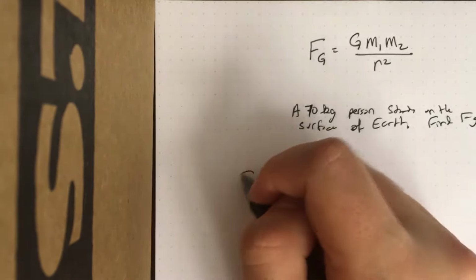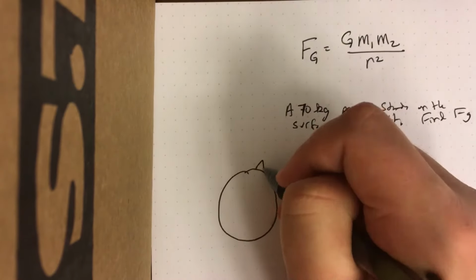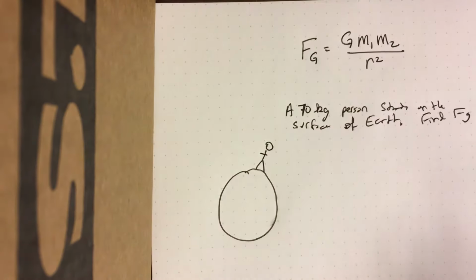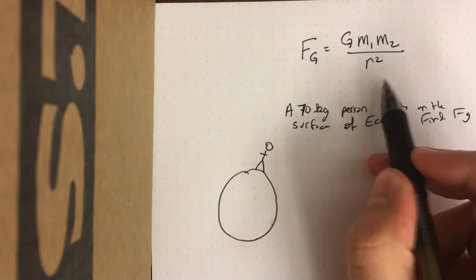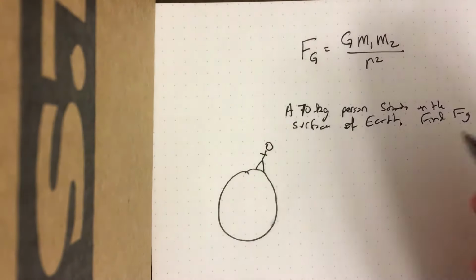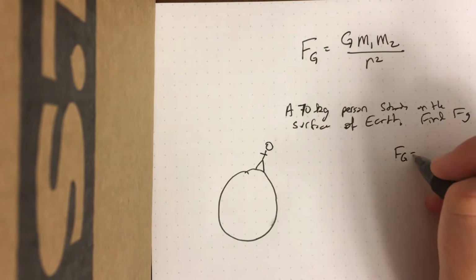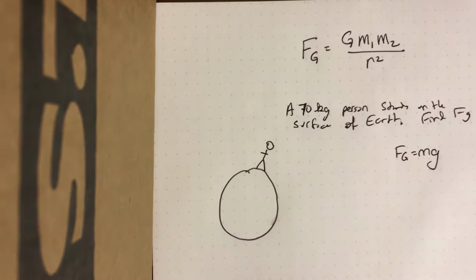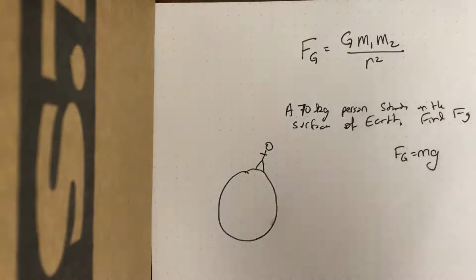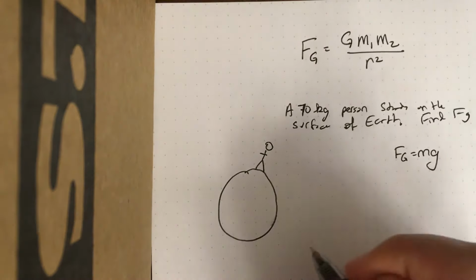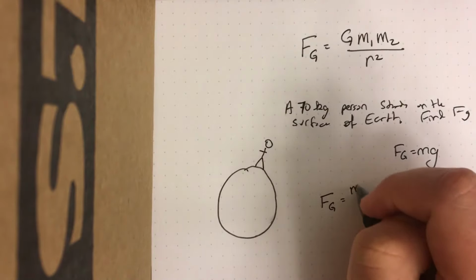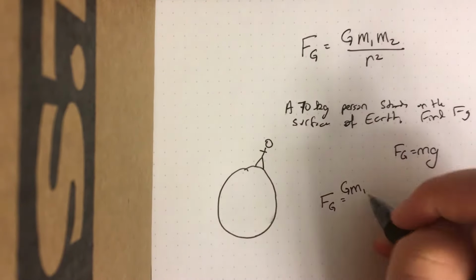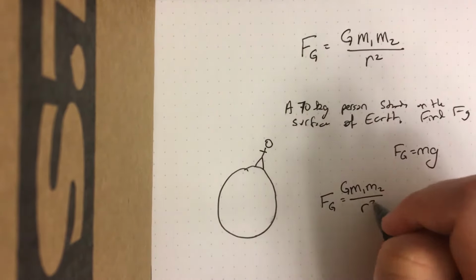So here's my Earth, and here's going to be my person standing on it. And by the way, I'm making this more difficult than it needs to be, because we know that we could just do Fg equals mg, but for the sake of my problem, let's not do it that way. Let's use our new equation, Fg equals G m1 m2 divided by r squared.